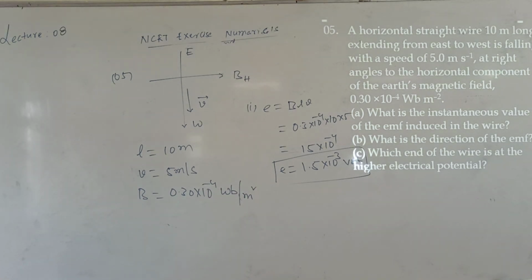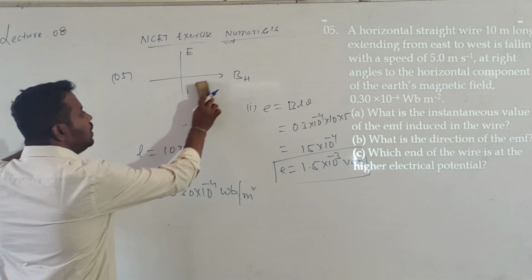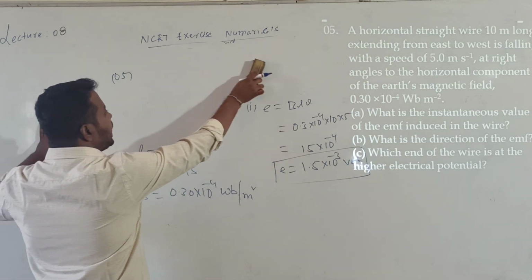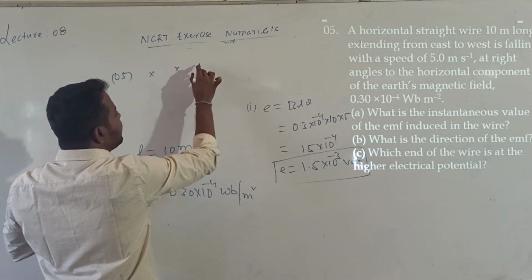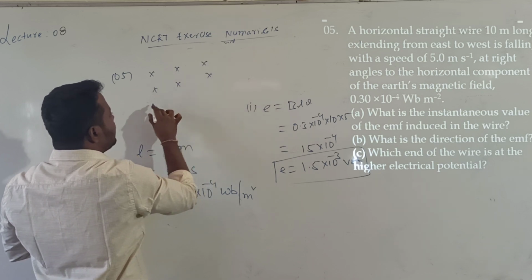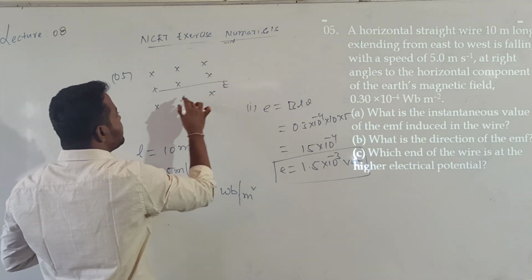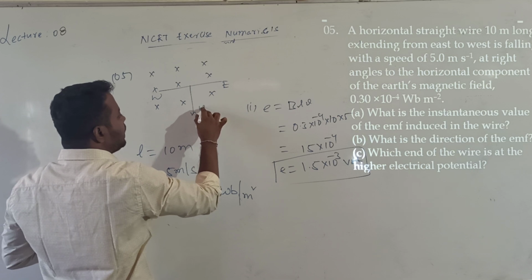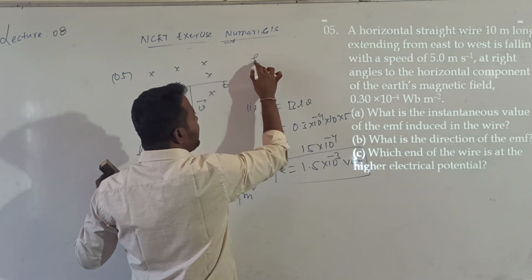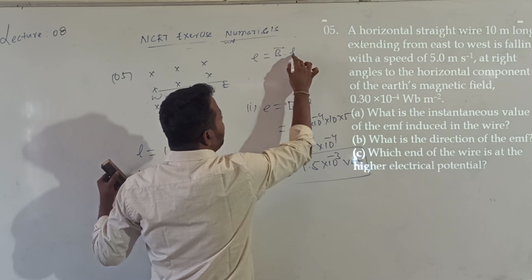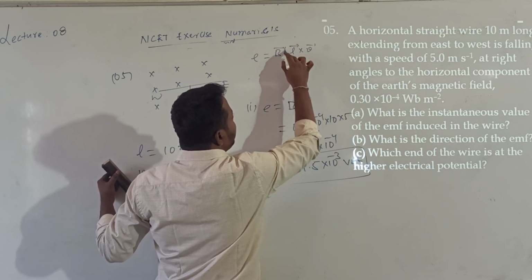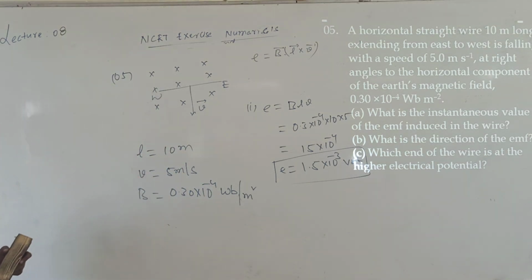Actually what I mean to tell is, the rod is extended from east to west direction and it is falling in a direction perpendicular to the magnetic field. I will draw the diagram properly. I will take a horizontal magnetic field, like this direction, and this is the direction of the rod extended from east to west, and the rod is falling with a velocity V. Here, according to the formula, E is equal to B dot L cross V. None of the two quantities are parallel, so that's why the induced EMF value is not 0.